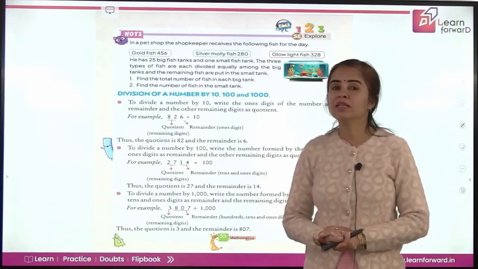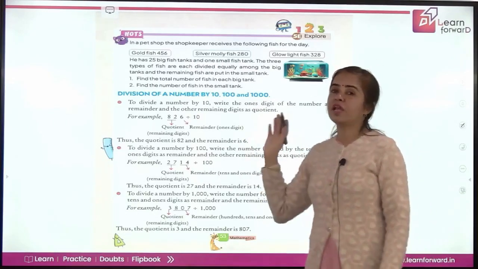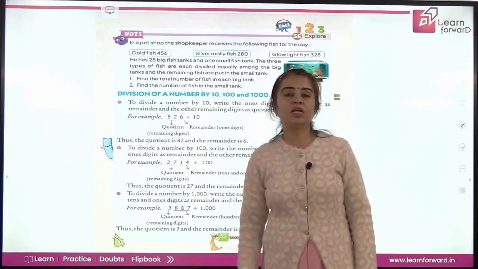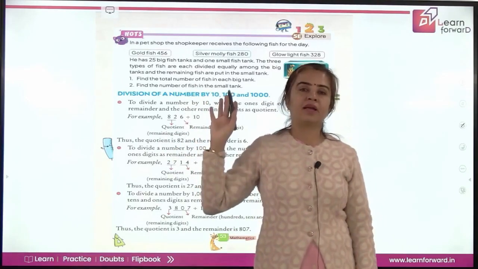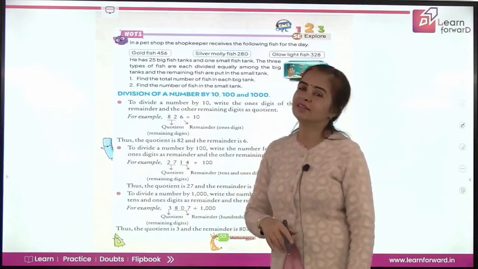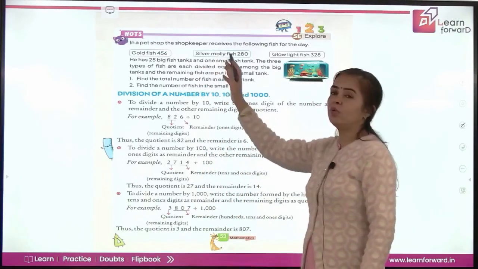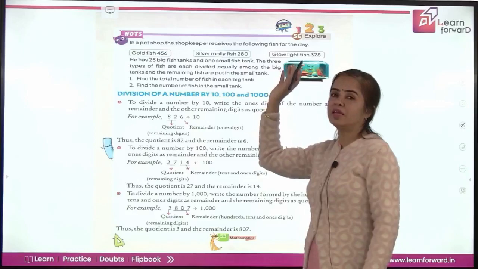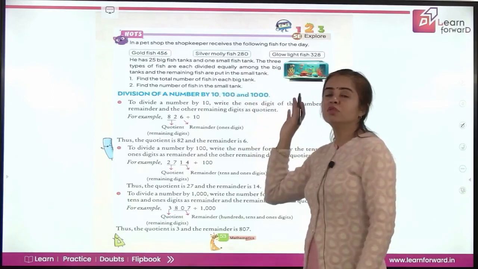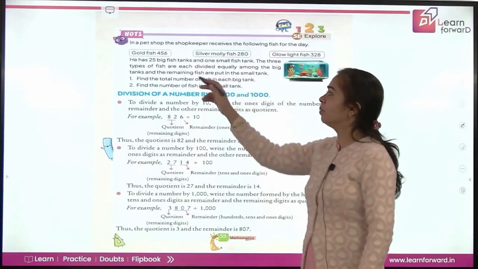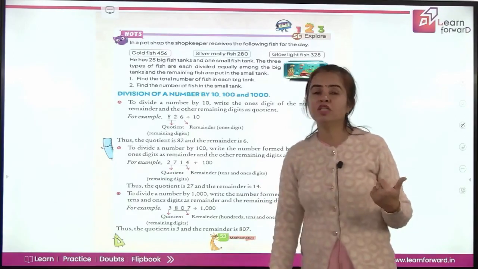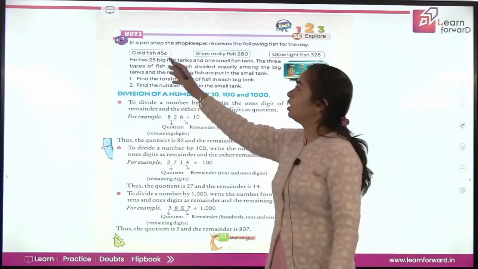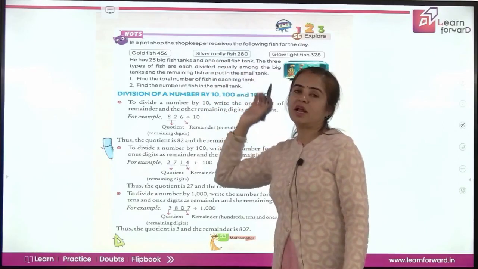And what are they saying? The remaining fish, which cannot be distributed equally in these 25 big tanks, will be put in the small tank. So you have to find that also. Divide by 25 and you get the remainder. All the remainders will be added to find the number of fish in the small tank. To find the number of fish in each big tank, you will be adding all the quotients that you get.